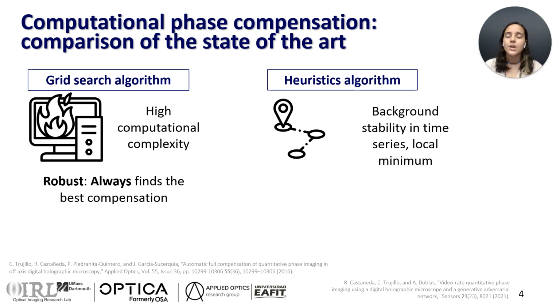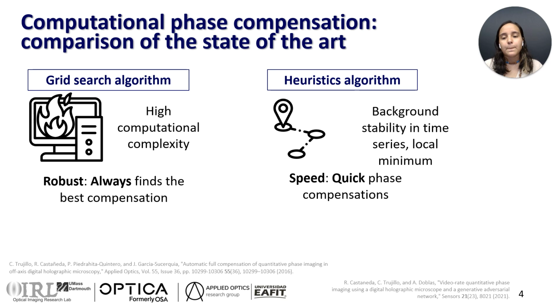So, when we studied this state of the art, we proposed a new method called the semi-heuristic phase compensation algorithm that takes the best of the previous two methods that I just exposed. We try to create a robust algorithm that is also pretty quick. That's why it's semi-heuristic. And let's talk about it a little more.